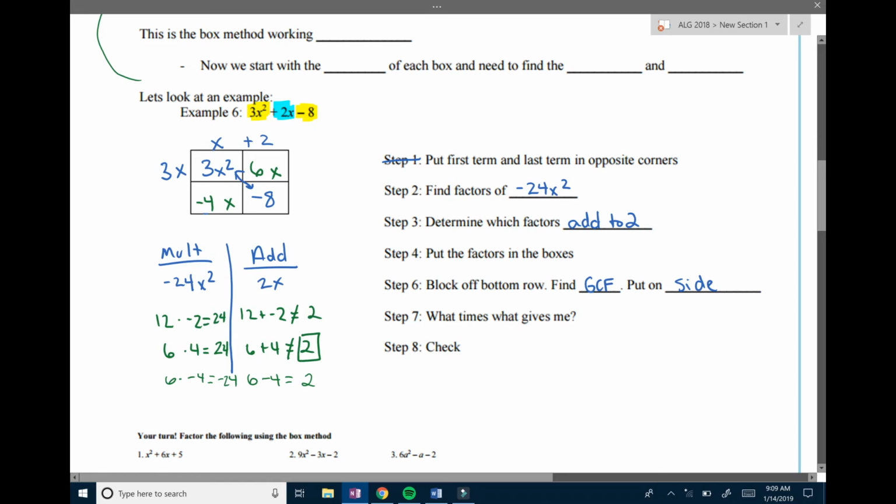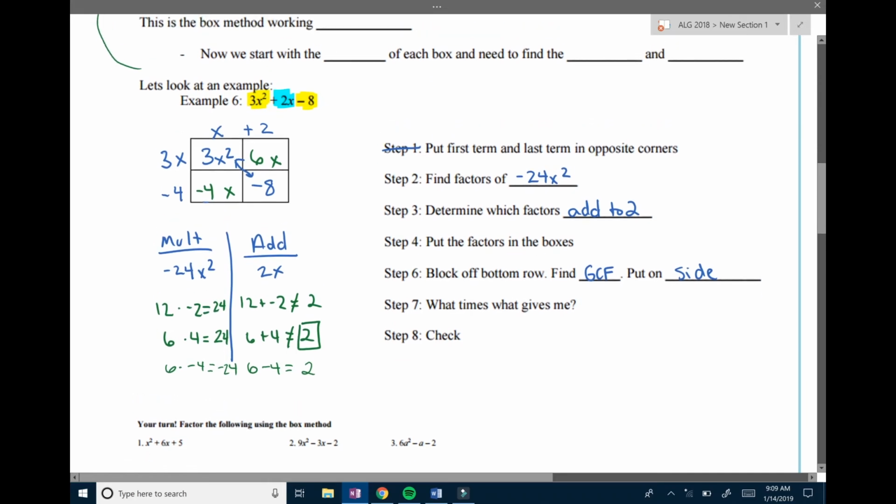Now let's look at our bottom row. Blank times x gives you negative 4x. So what times x gives me negative 4x? Negative 4. Negative 4 times x gives you negative 4x, and negative 4 times 2 gives you that negative 8.